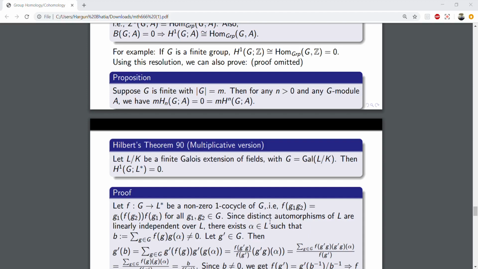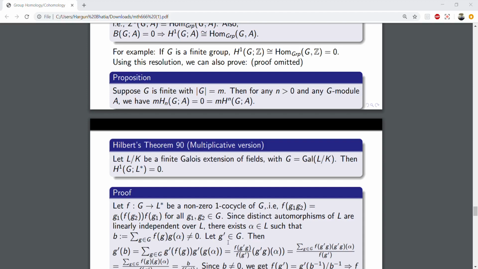Now, a simple fact from field theory says that if you have any field and take distinct automorphisms of the field, then they are linearly independent as functions over L. Notice that the members of the Galois group are distinct automorphisms of L. Therefore, by this fact, there exists an alpha such that the summation over g in G of f of g times g of alpha is non-zero. Because f is assumed to be non-zero, not all coefficients are zero, so it's a non-trivial linear combination and it has to be non-zero for some alpha. Let's call that element b.